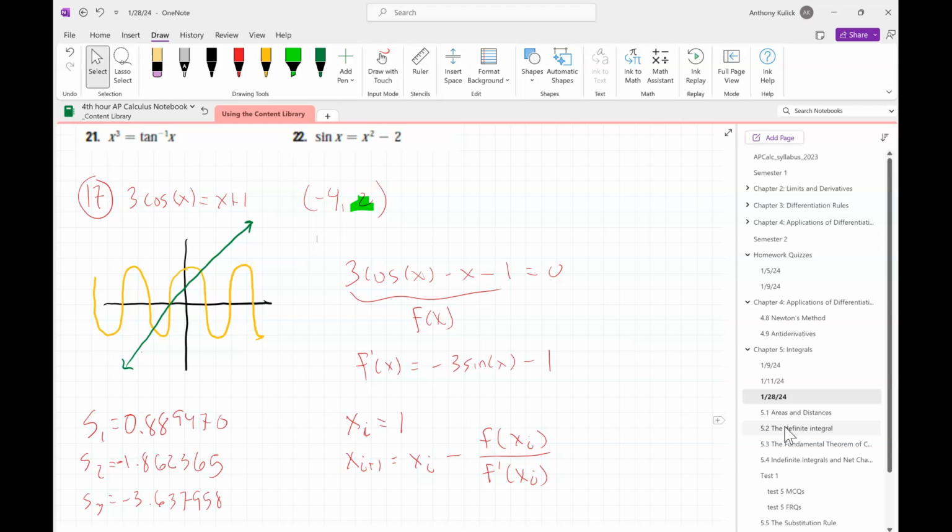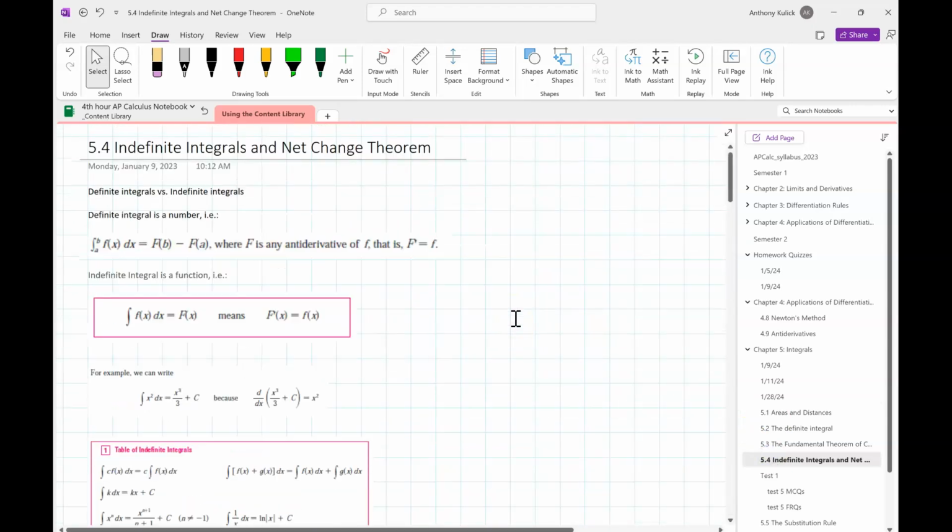Now, depending on what you're given, if you're given a graph, you can't exactly calculate the antiderivative for a graph. But if you have an equation, there's a lot of times you can do that. That's what we saw in 5.3. Today we're going to look at 5.4.